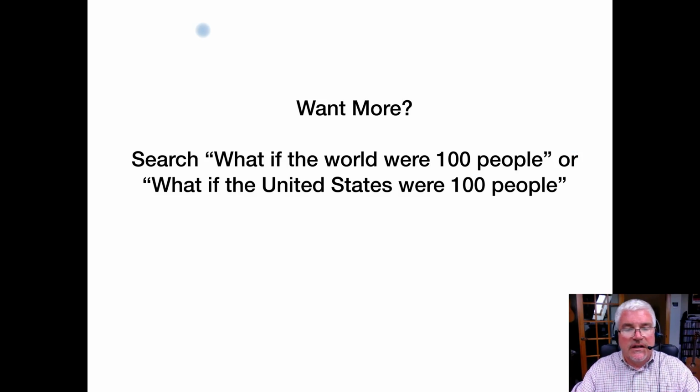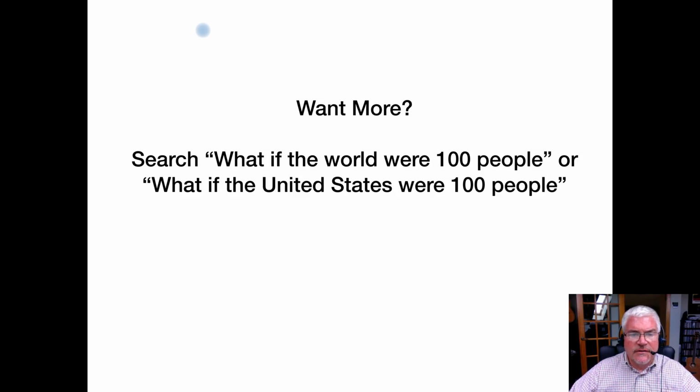Our final slide here, if you want to learn more about this, or if I went too fast, or it was too confusing, go ahead and search, what if the world were 100 people? Or what if the United States were 100 people? You'll see all kinds of videos and articles about it. I thought some of them went too fast, but they're certainly slicker than what I'm putting together here for you now. So, go ahead and check that out.